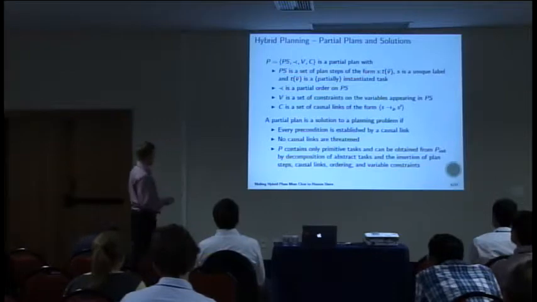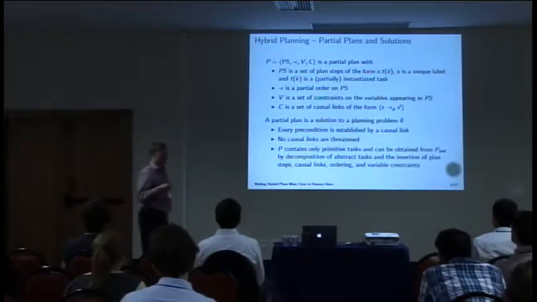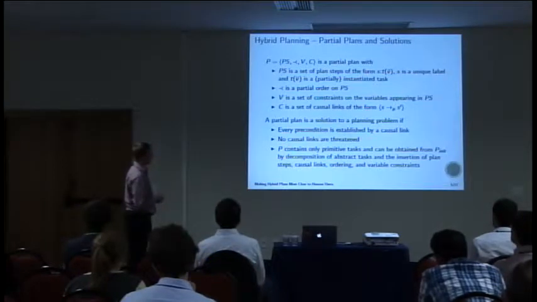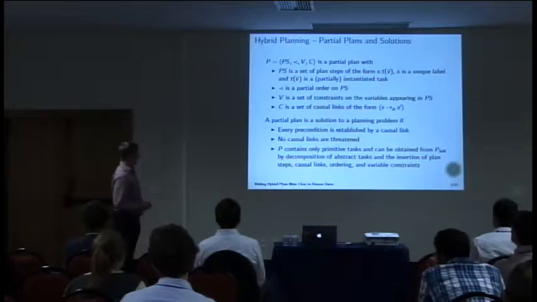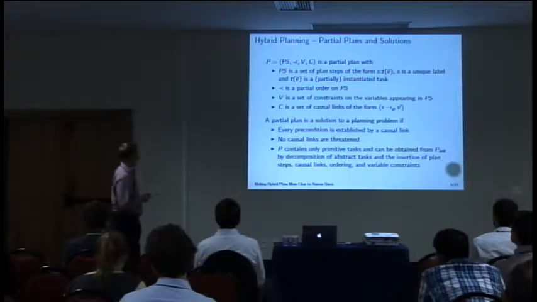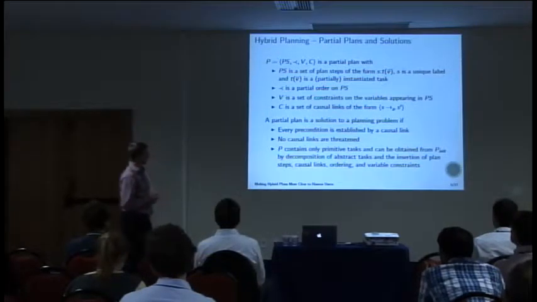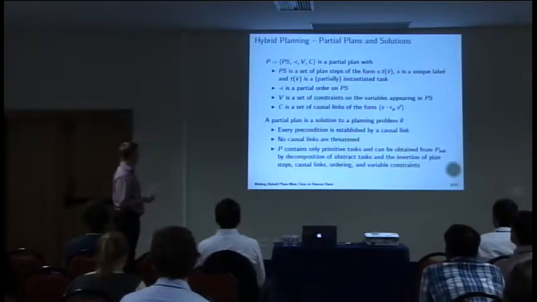Such a plan is a solution to a planning problem if, first, every precondition of every plan step in the plan is established by one of these causal links. Second, none of these causal links are threatened. That means between S and S prime, no plan step may be ordered that has P in the delete list. So these 2 conditions ensure that the plan is executable and reaches all the goals.